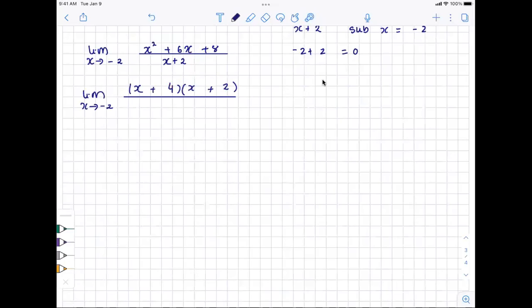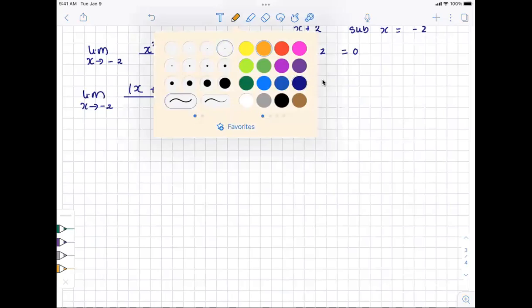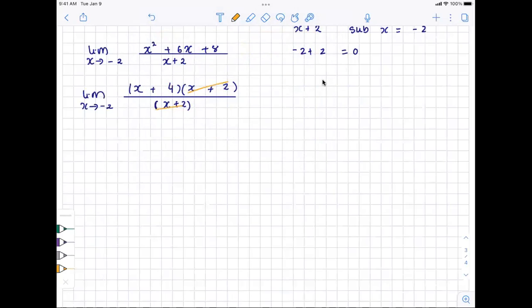Okay, so now the denominator I'm going to keep the same, but I'm going to put it in parentheses so that you can easily see. Do you notice that the numerator and the denominator both have x plus 2? So from here, we can cancel out x plus 2, right? Because we have multiplication. So now you have the limit as x approaches -2 of x plus 4.